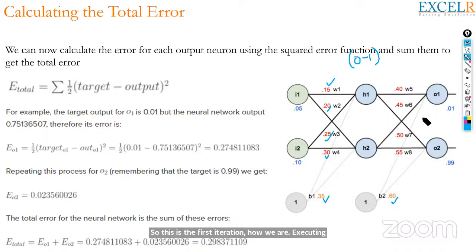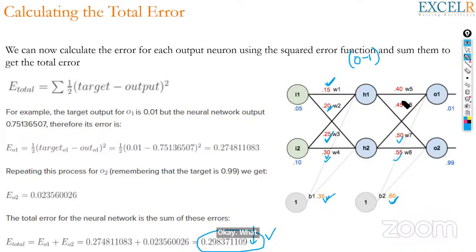Now, once the neural network gets the error for the first iteration, which is this one, here comes the role of the optimizer. The optimizer will try to minimize this error. How will it minimize it? Just by tuning these weight values, whatever bias weights or weights are there, the optimizer will try to minimize this error value.